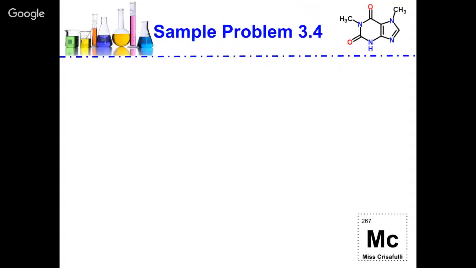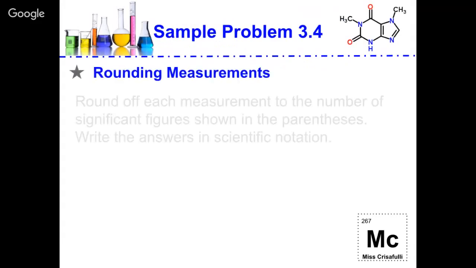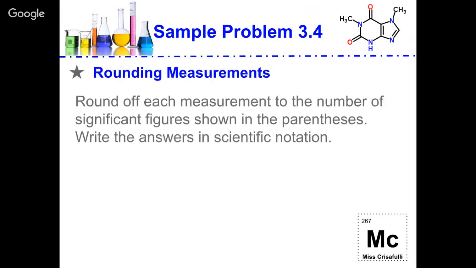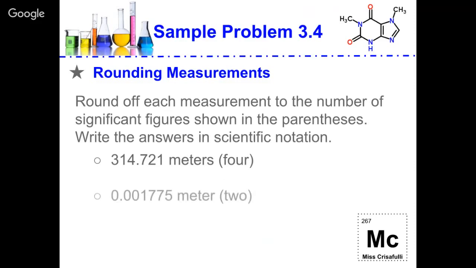So let's look at a sample problem. Round off each measurement to the number of significant figures shown in parentheses. Write the answers in scientific notation. So 314.721 meters, we're going to round that to 4 significant figures. And then 0.001775 meters, we're going to round that to 2 significant figures. And then 8,792 meters, we're going to round that to 2 significant figures.